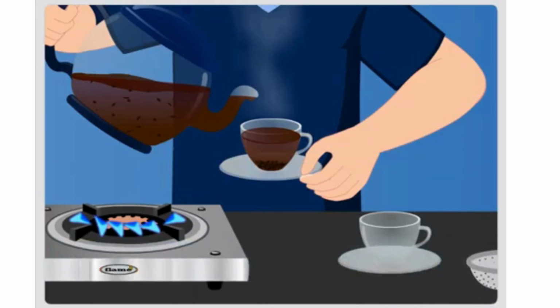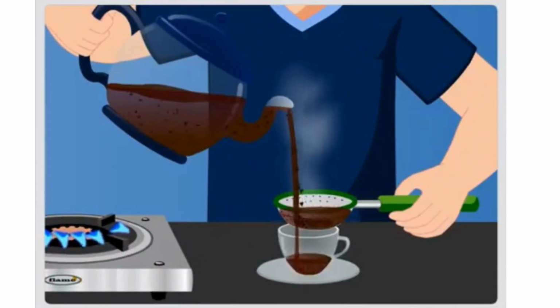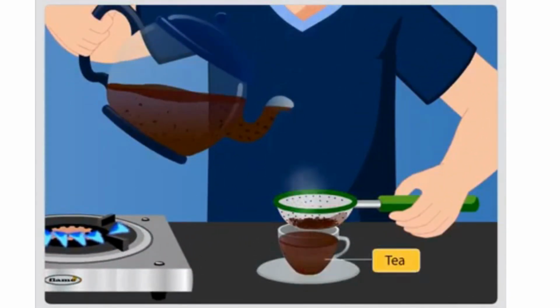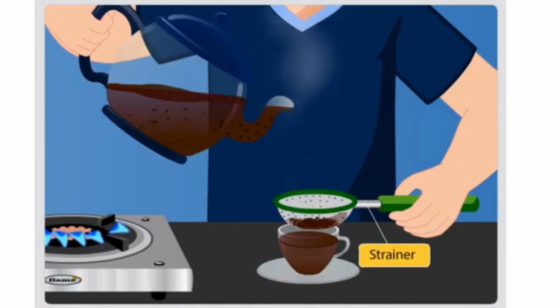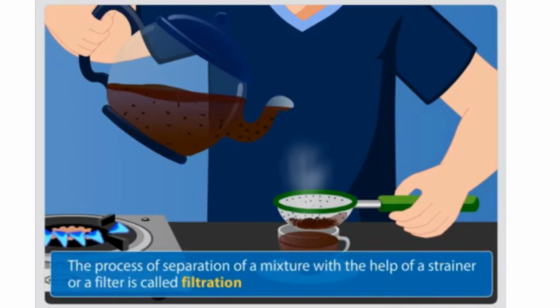Then how do we separate all the tea leaves from the tea? Now take a strainer and pour the tea through it. Observe both tea and the strainer. What do you see in the strainer? You will see that all the tea leaves remain in the strainer. This process of separation of a mixture with the help of a strainer or a filter is called filtration.